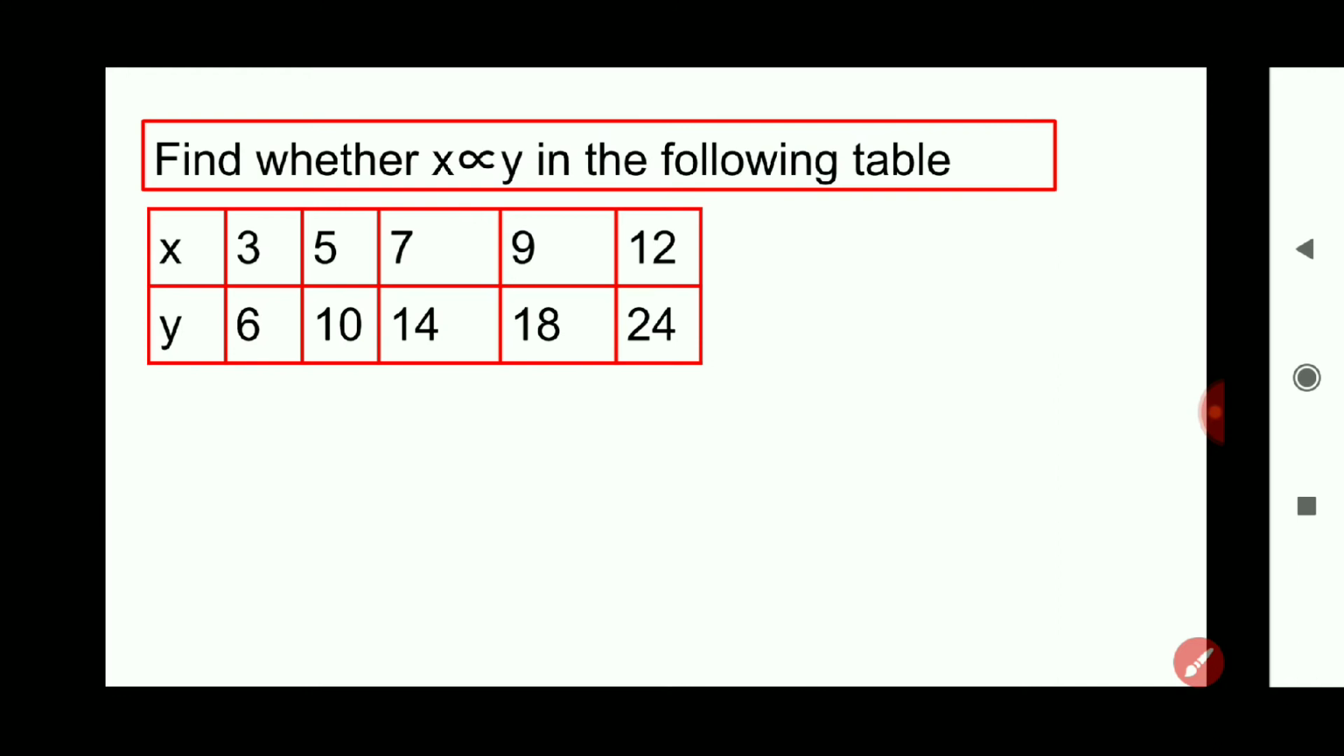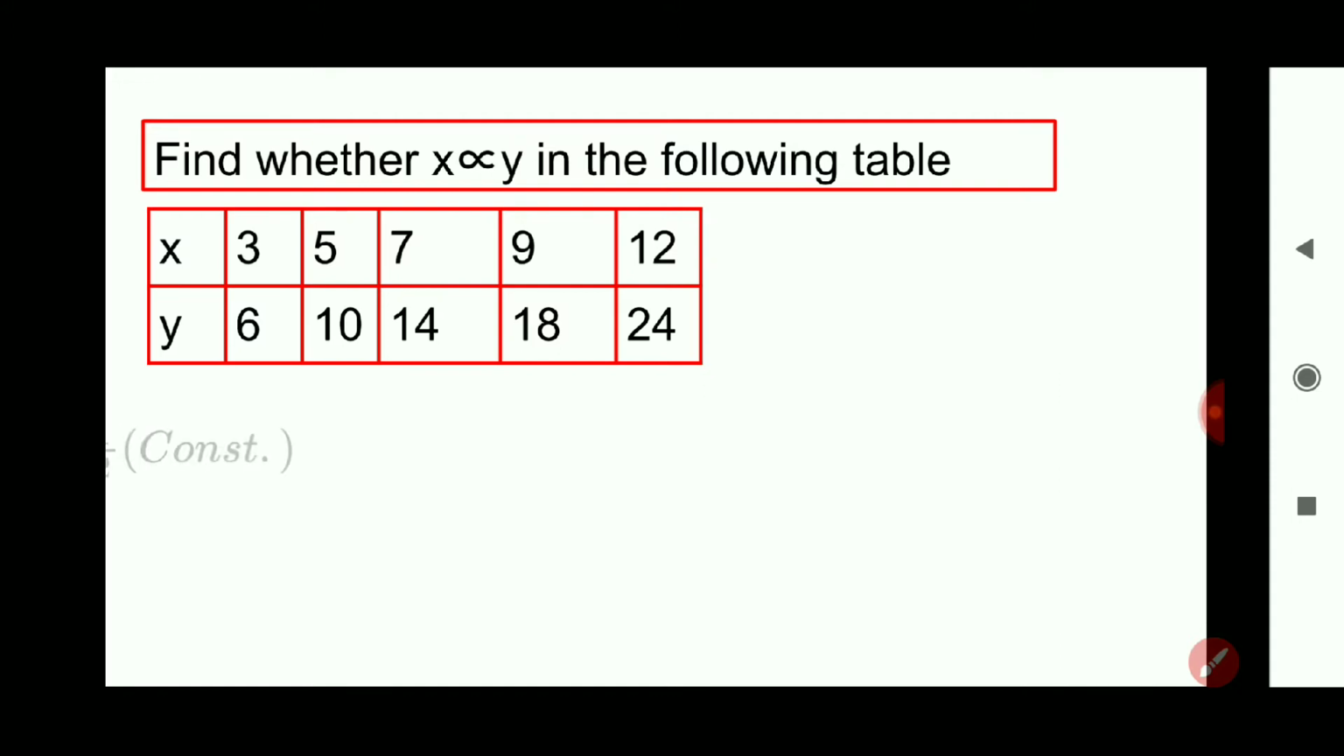Now let us solve a small question. Find whether x is directly proportional to y in the following table. What is given here? X is 3, y is 6. X is 5, then y is 10. If x is 7, then y is 14. If x is 9, then y is 18. If x is 12, then y is 24.